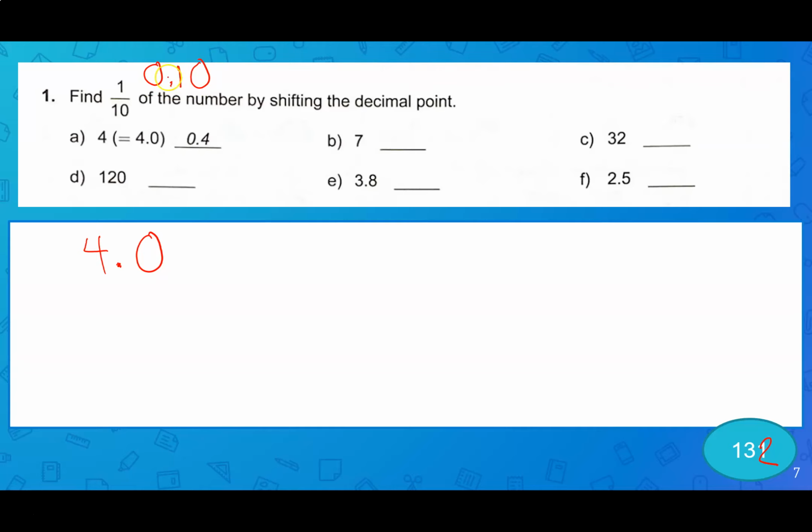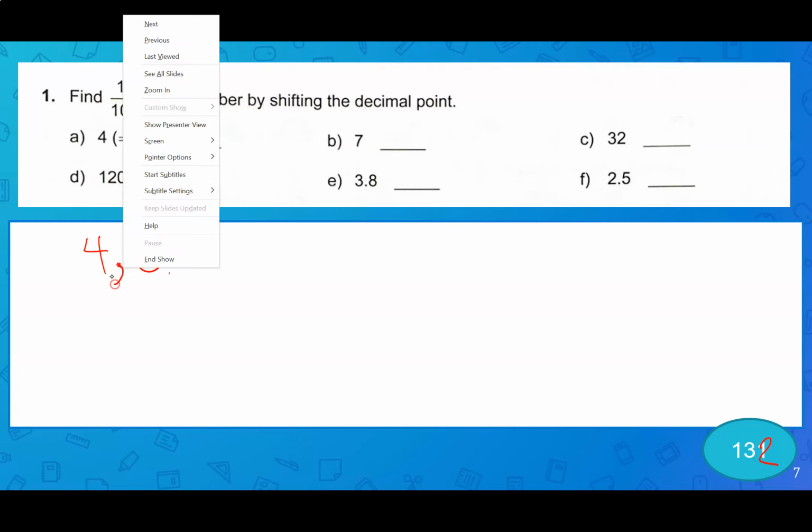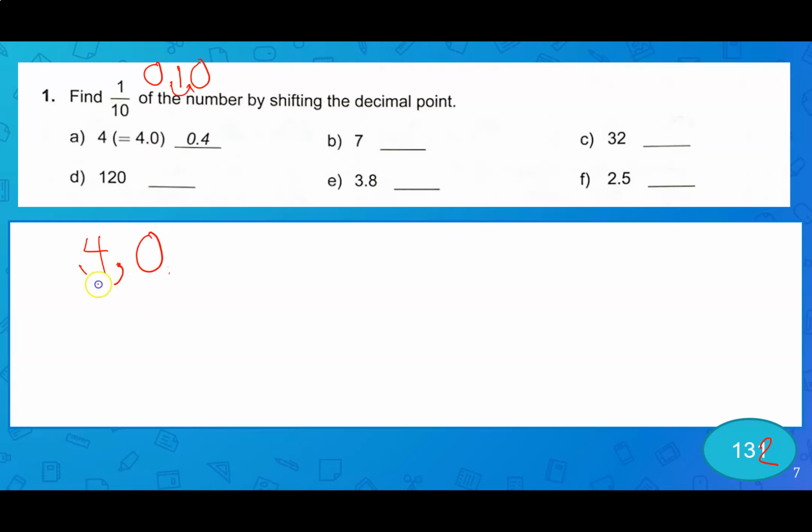So this tells us again that we're going to need to move the decimal point 1 spot, and because we're making the number smaller, we want to go to the left. If we went to the right, we would end up with 40. That's too big. Let's go to the left, and we are left with 0.4.